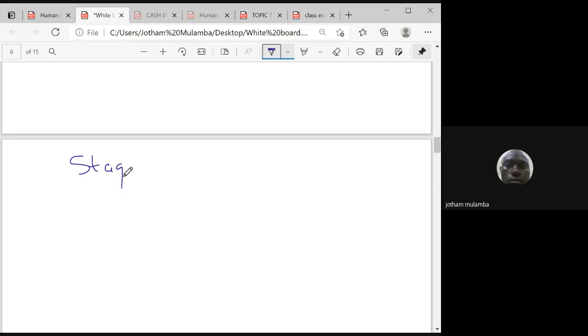The stage of contract. To get the stage of contract, we take the value of work done, divide by the contract price, then multiply by 100.